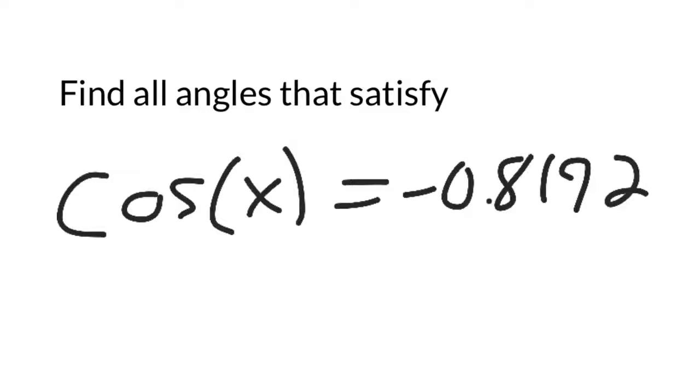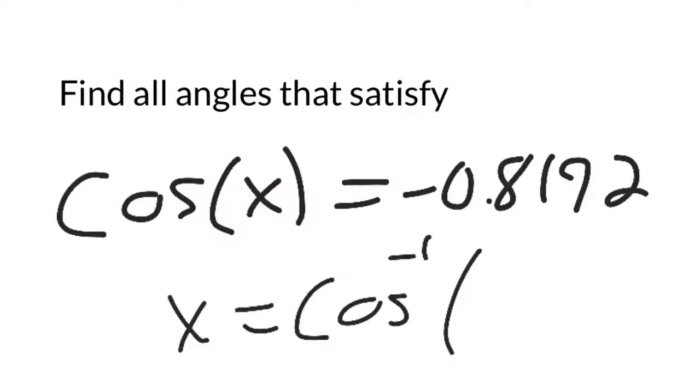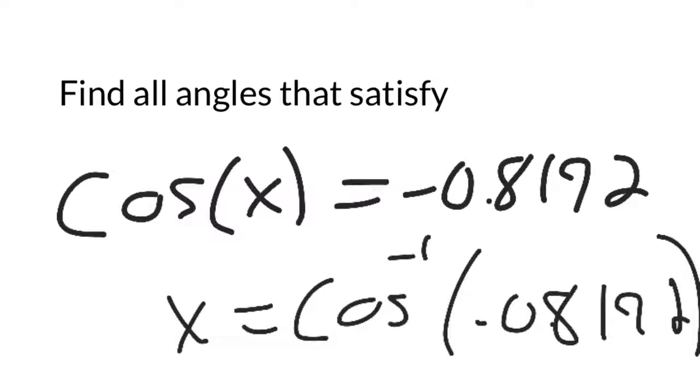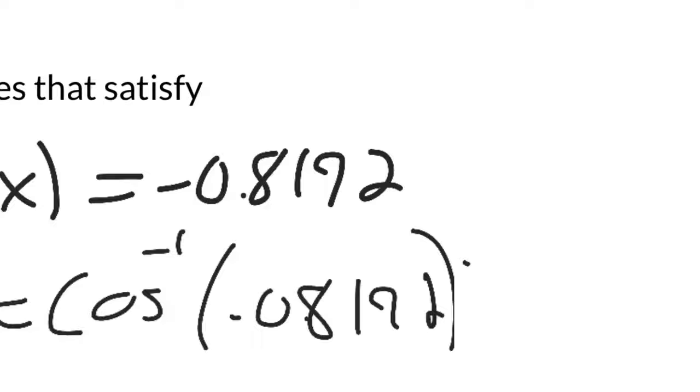So let's say this problem wants us to do it in degrees. You can find out what x is by setting your calculated degrees and using cosine inverse on both sides. 0.8192 to both sides. So when we plug that in our calculator, we get approximately 145 degrees.